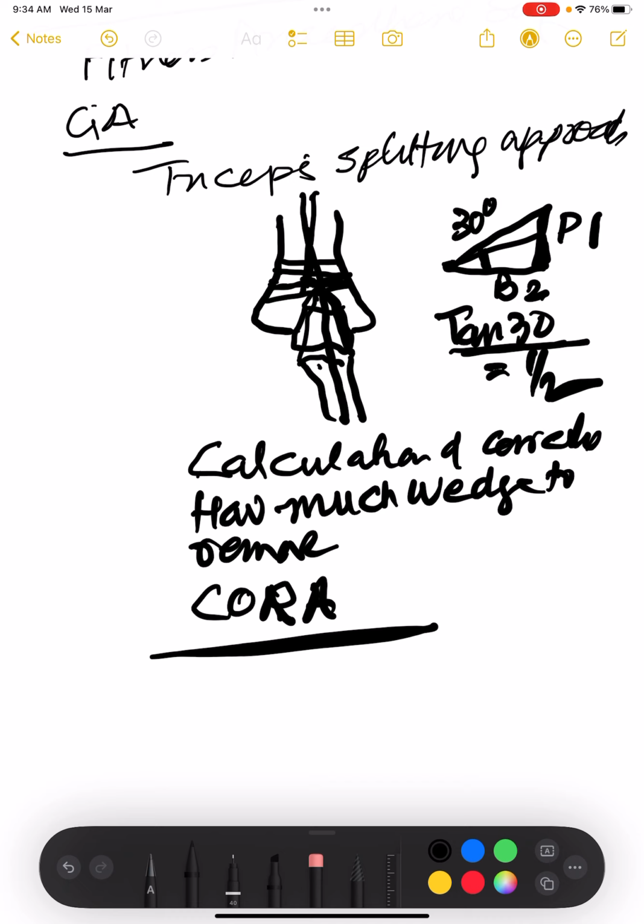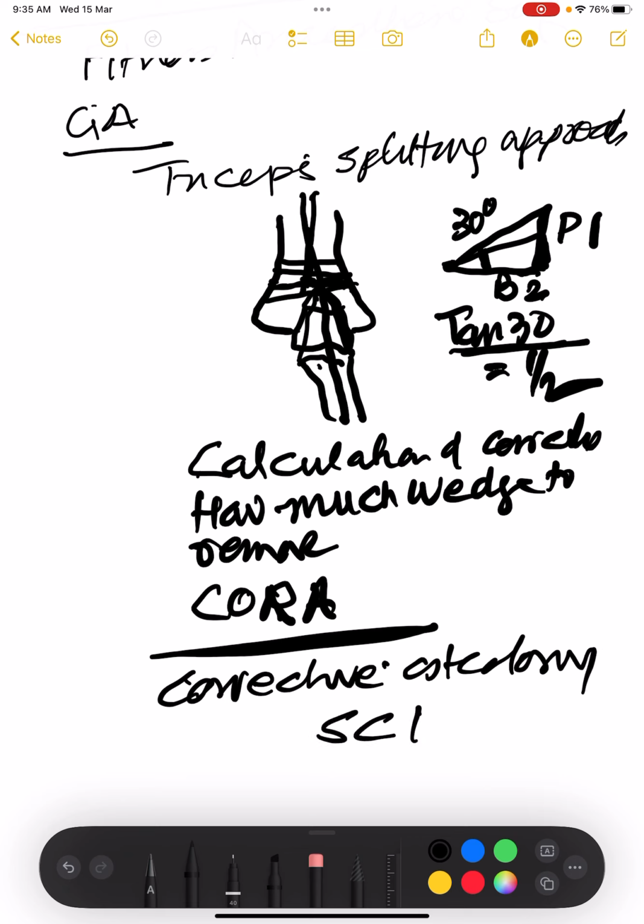There have to be 15 degrees above and 15 degrees below the line. You know the width by the length of the K wire you inserted. And by that you can calculate the amount of wedge, lateral wedge that you should be able to remove. So this is how you do a corrective osteotomy in a case of supracondylar fracture. When do you do it and how do you do it?